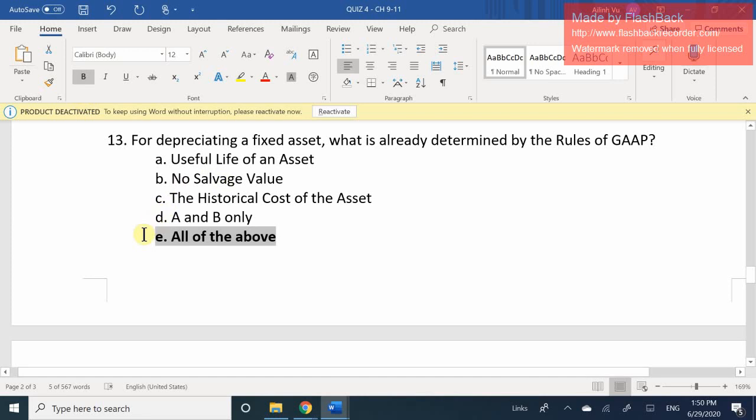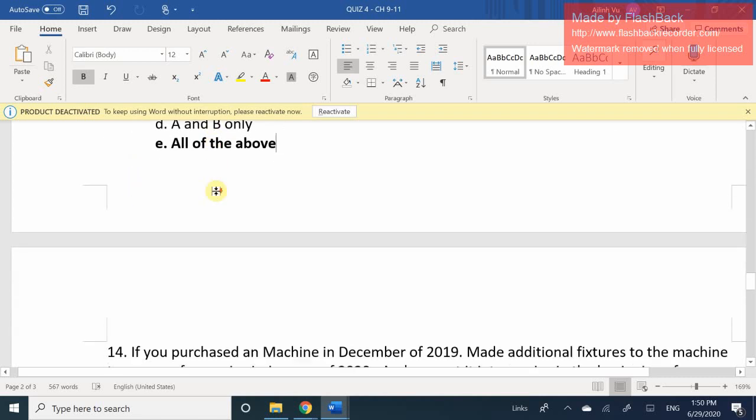But if you read carefully, historical cost, who determines historical cost? GAAP. Yes, that's a principle of GAAP. But GAAP also says if you have a fixed asset, it determines its useful life already and there is no salvage value. So, good.